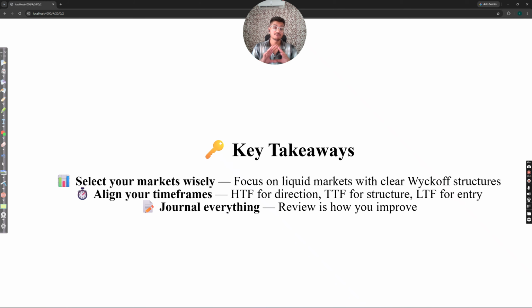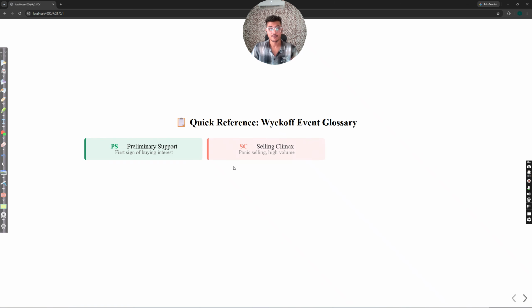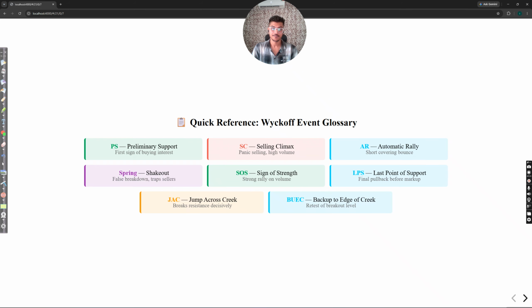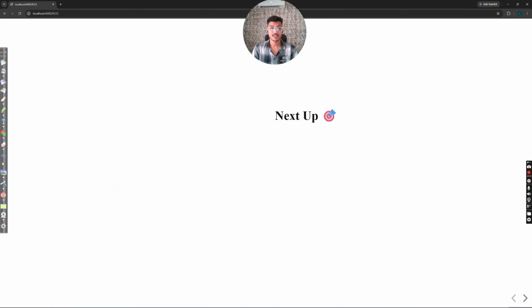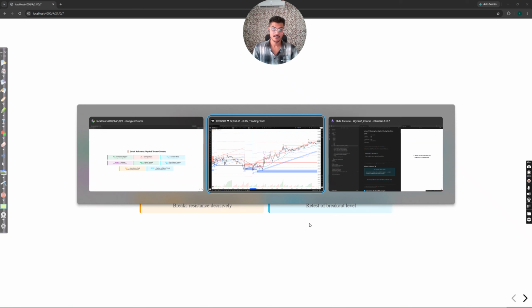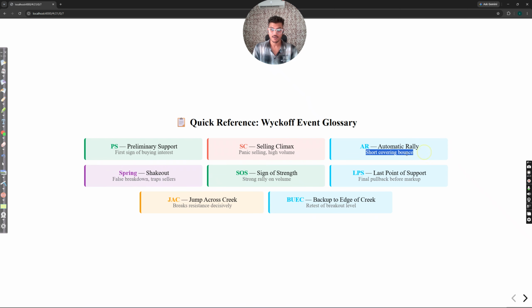All right, so the quick reference here: you have PS, preliminary support, first sign of buying interest, then selling climax. You already know this one. Automatic rally, spring, sign of strength, last point of support, jump across the creek. This breaks resistance decisively, I'll show you guys what it means. Then back up to the edge of the creek. You can read this, and most important of all is what it means.